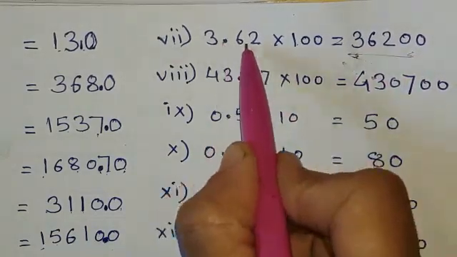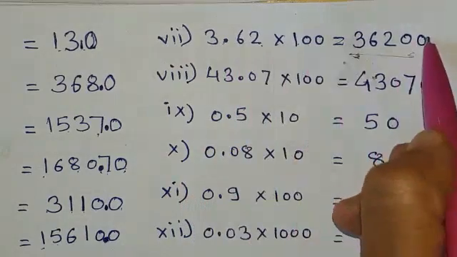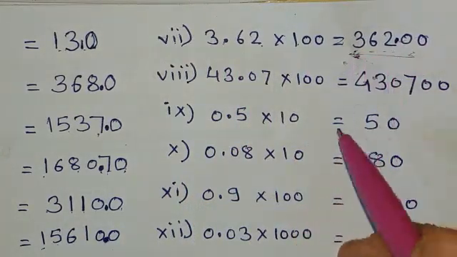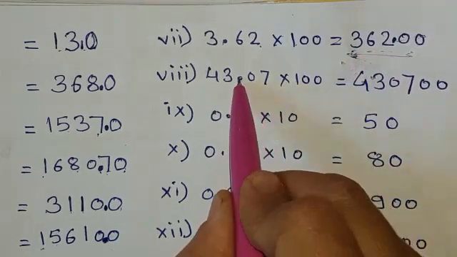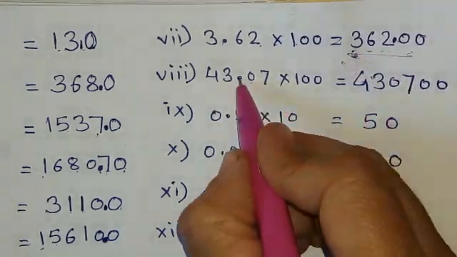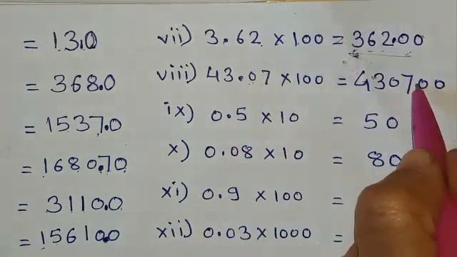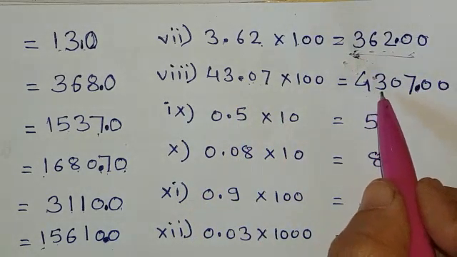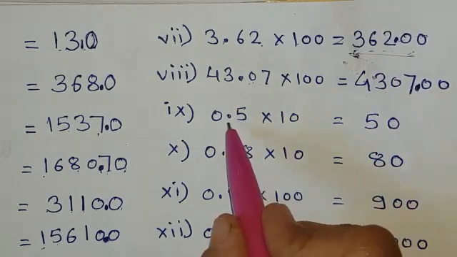Now after the decimal there are two digits, so 1, 2, my point will come here. So the answer is 362. After the decimal there are two digits, so 1, 2, my decimal point will come here. So the answer is 4307.